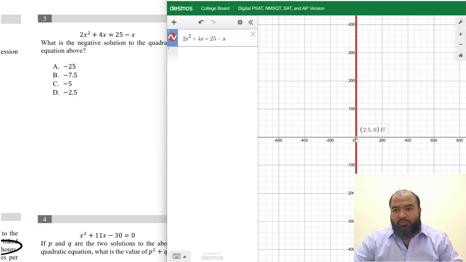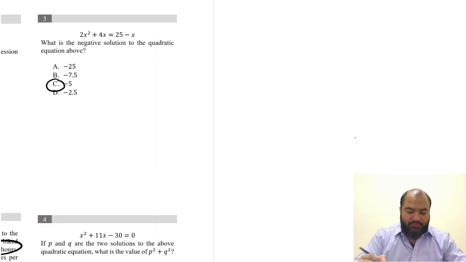So there are 2 different points. One is 2.5. Another one is -5. Okay, so these are the x-intercepts. They said, what is the negative solution? So the answer will be -5. So for quadratic equations and all this, you don't have to solve it by yourself. Use Desmos for that. So -5 is the answer, C.